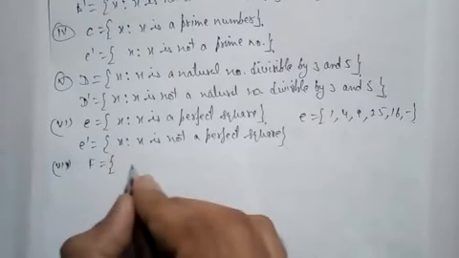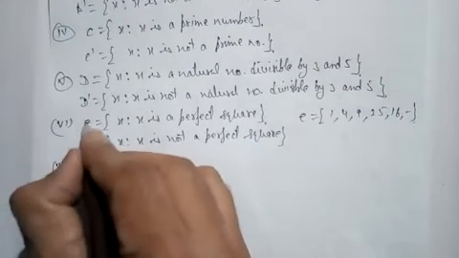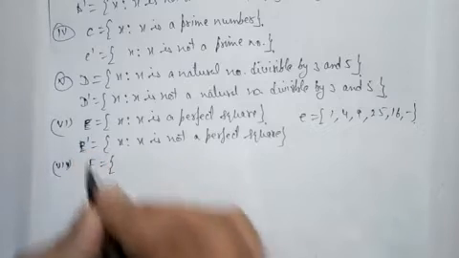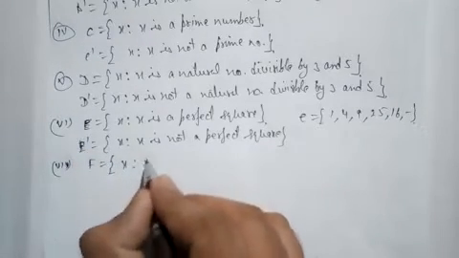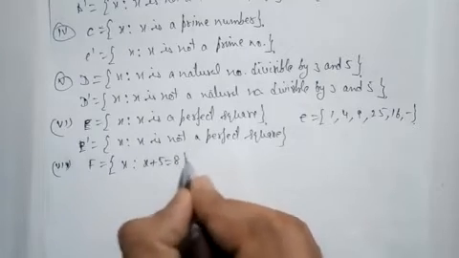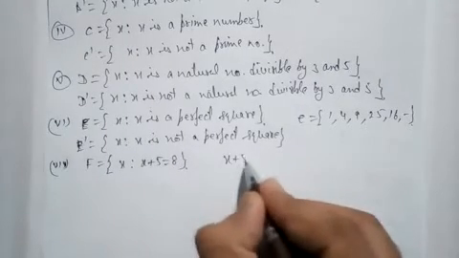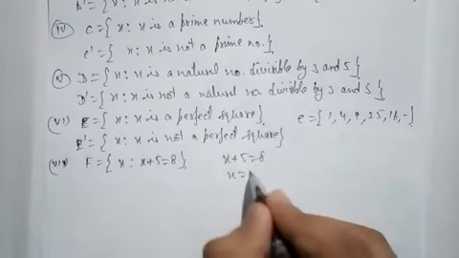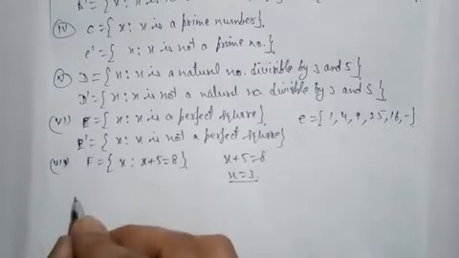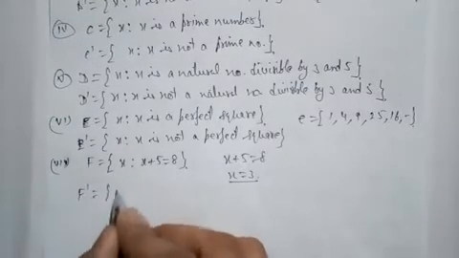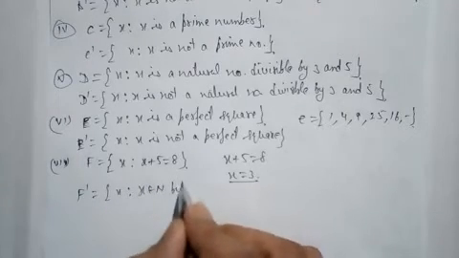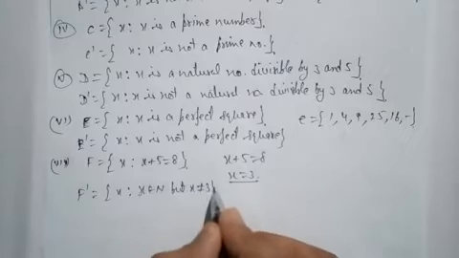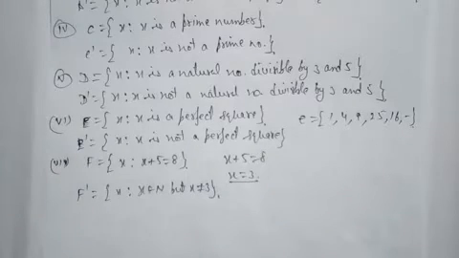Eighth, let F set is, this is capital, we take capital, x such that x plus 5 equals 8. Find the value of x: 3. Clear. So F complement is x such that x belongs to N but x is not equal to 3. 3 should not be there, all the other elements will be.